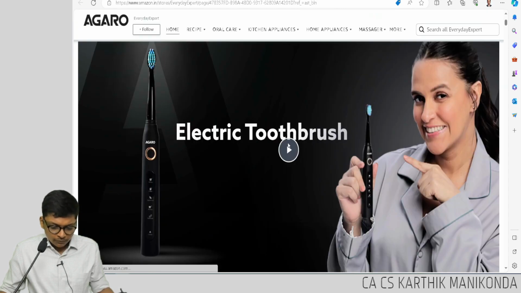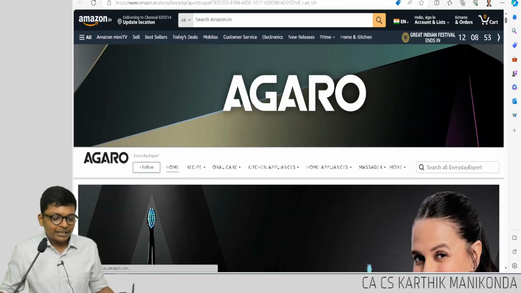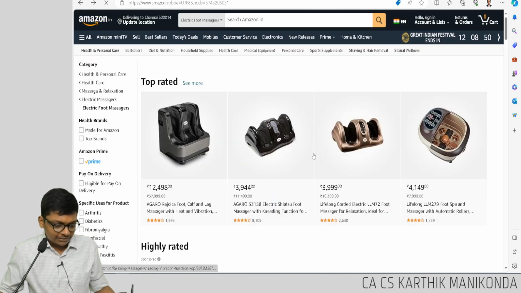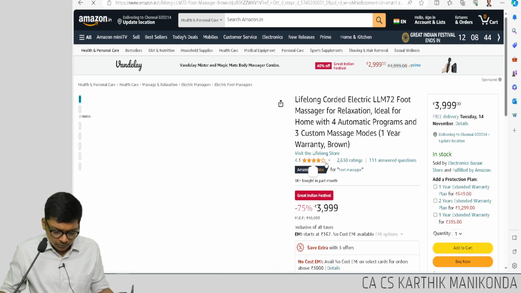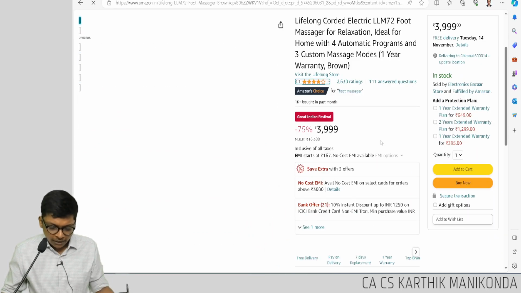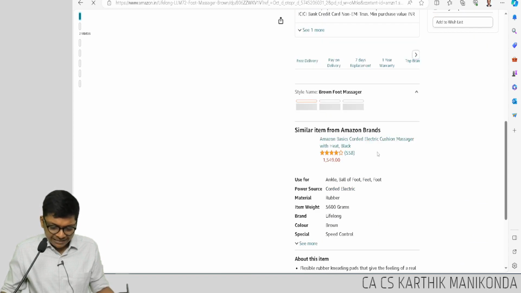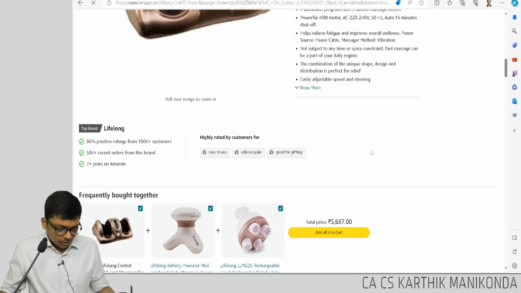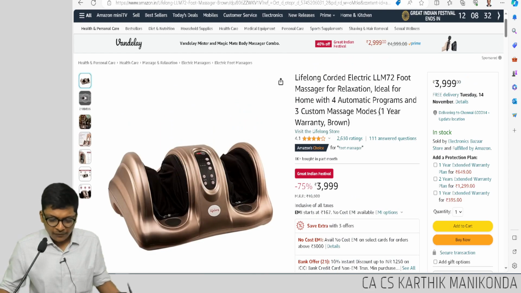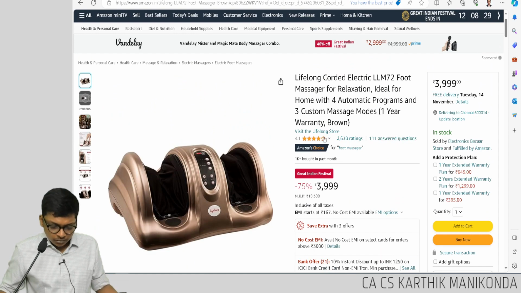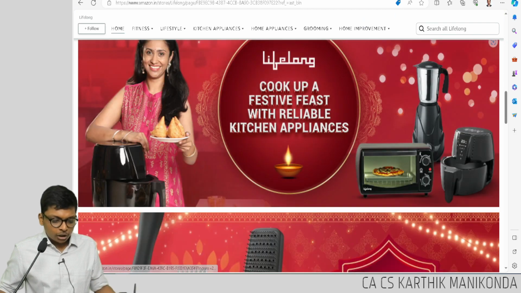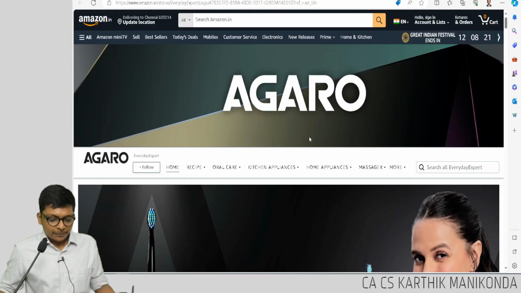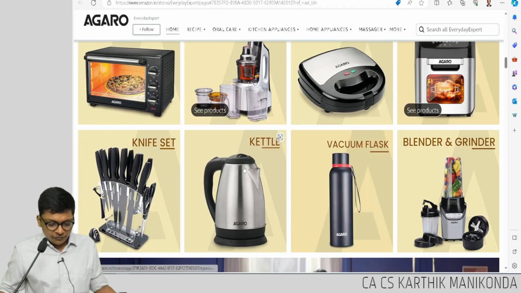Some Agaro store. This Agaro could be a foreign company, correct? Or let's take this one. It should basically be a non-Indian seller. Okay, one year warranty, fine. Come down. Who is the seller, guys? They have not given who the seller is. You have to search and find. Now, where is it? Lifelong store, okay. Now, this Lifelong, is it an Indian company or a US company? Looks like an Indian company. But this Agaro looks like a foreign company. I don't know if it's Indian or not.